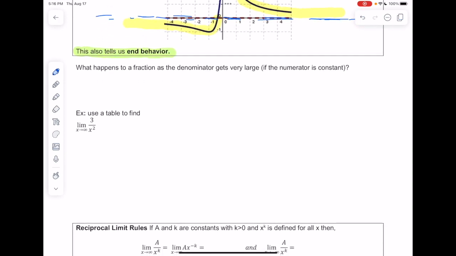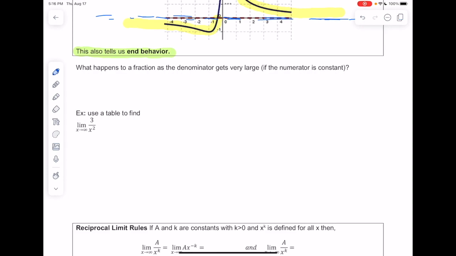What happens to a fraction as the denominator gets very large if the numerator is held constant? So we're going to look at an example where we're inspecting the limit as x approaches infinity of 3 over x squared. So the top is held constant at 3, and the bottom is going to infinity and getting squared, which makes it grow even faster. So the denominator is getting really big, and the numerator is held fixed.